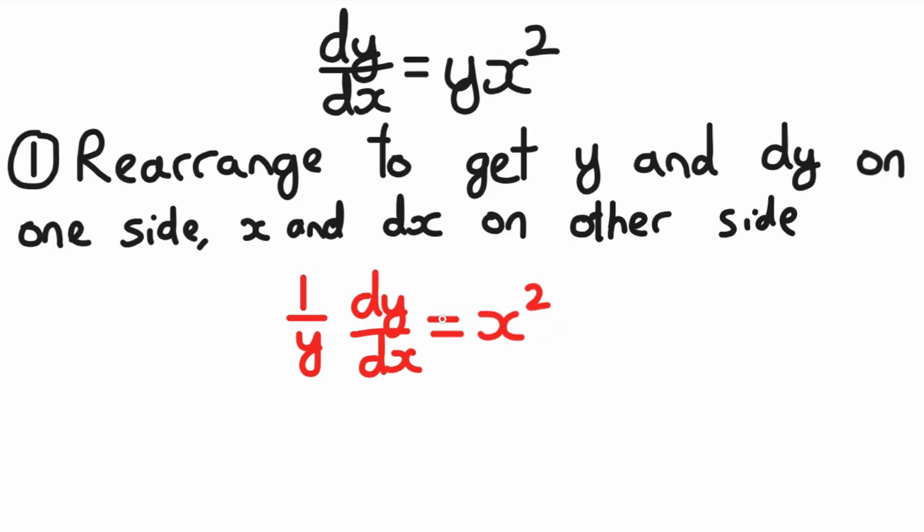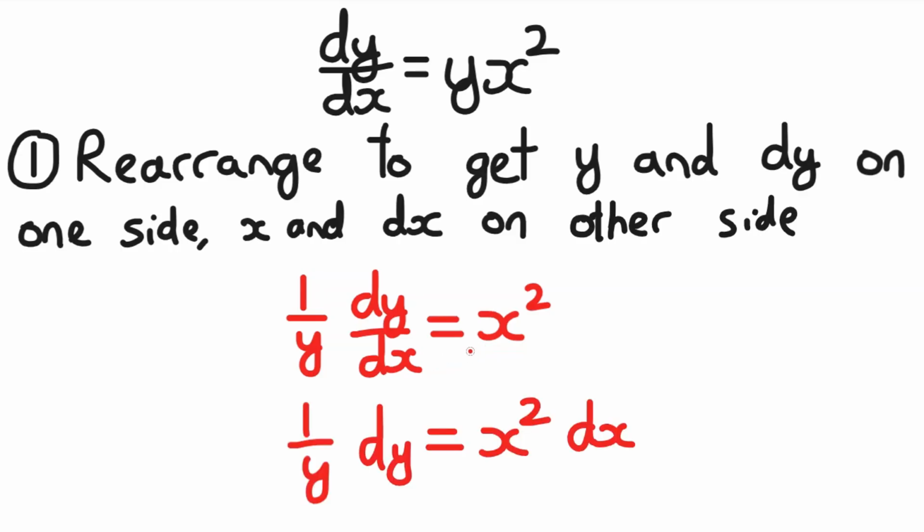So we've done the y part, we've got all of the y terms on this side, so now we just need to get all of the x terms on this side, so we need to get dx onto this side here. So the way that we're going to do that is we're going to multiply both sides by dx, so this cancels out here, and it leaves us with 1 over y dy is equal to x squared dx. And here we've got all the y terms on this side and all of the x terms on this side. So we've done the first step.